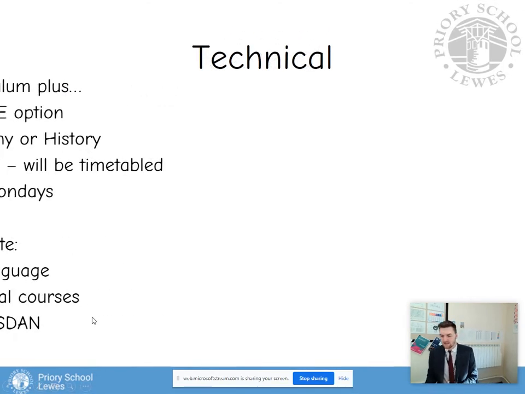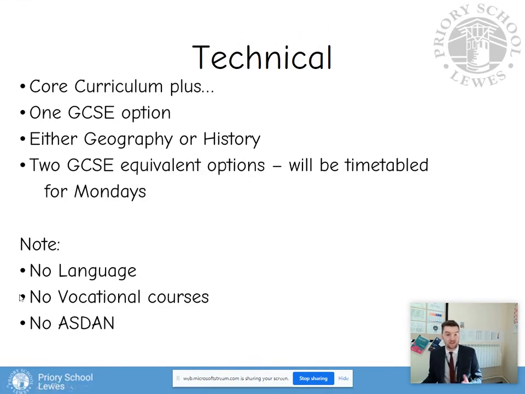The second one, our technical route, okay, it's the core curriculum, but only one GCSE option, but then you get to choose two GCSE equivalent options, and they'll probably be timetabled for Monday, okay? There's no language in this, no vocational, and no ASDAN.